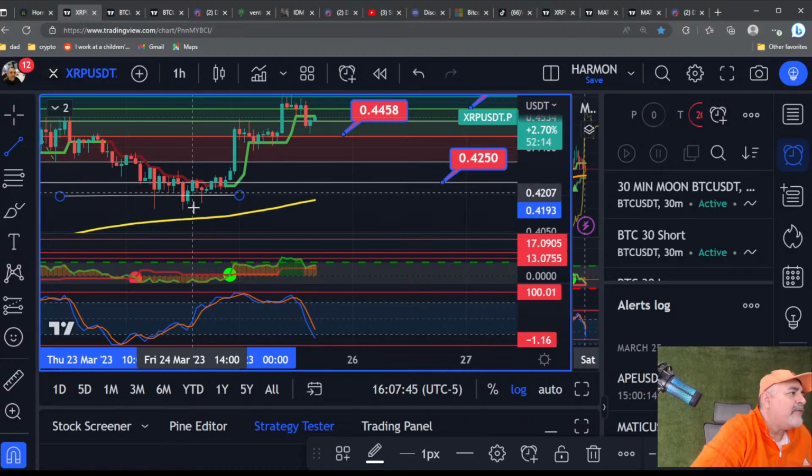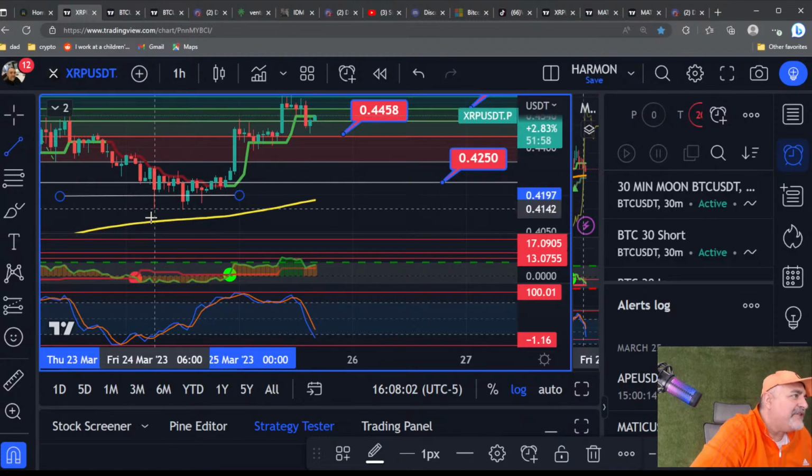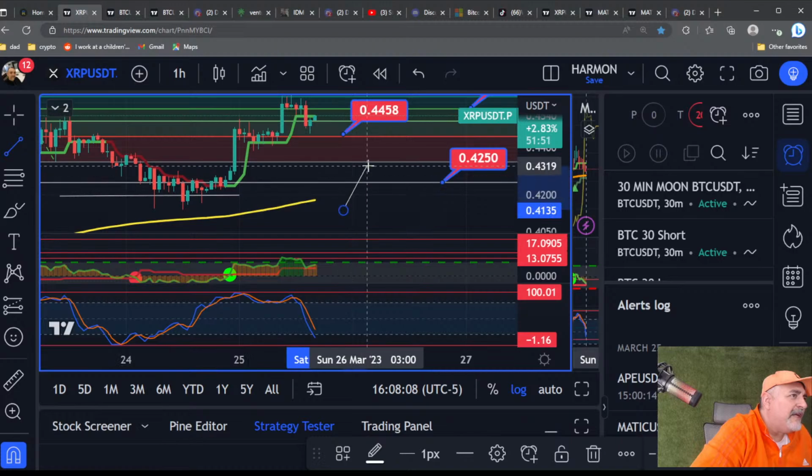Another thing that you guys want to look at is this line right here, guys. The 200 moving average. See how the 200 moving average is going up? You see how it's starting to move up there? It's not bending down, it's moving up. You see this yellow line?